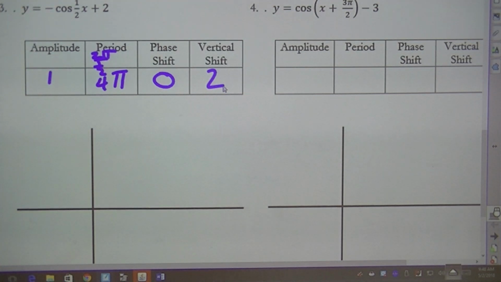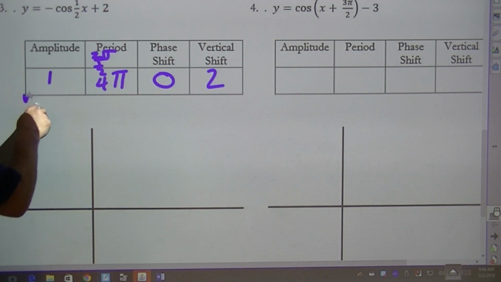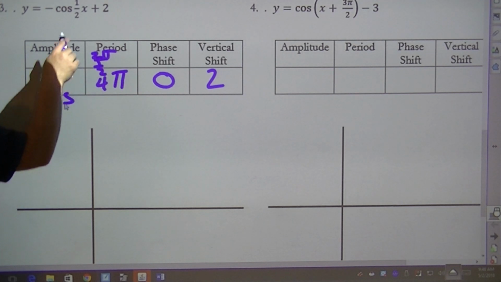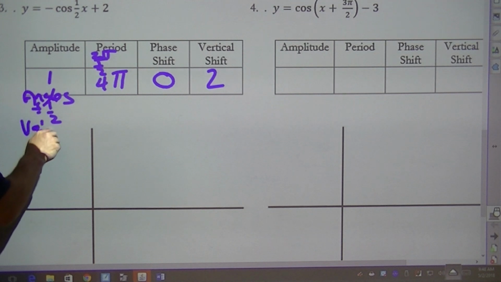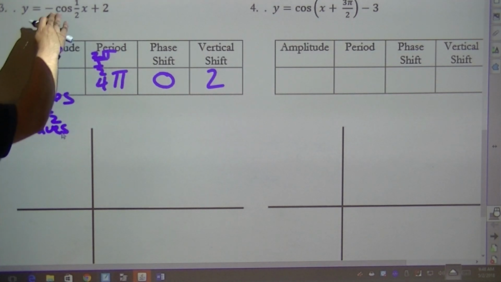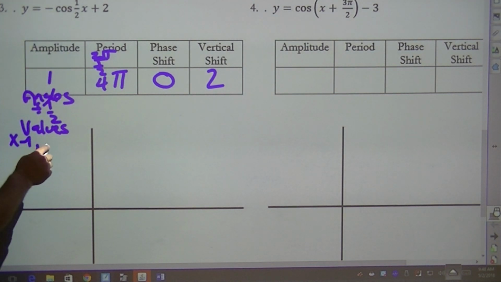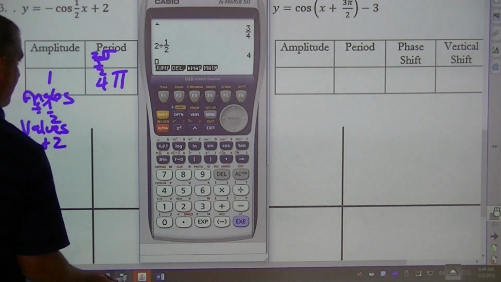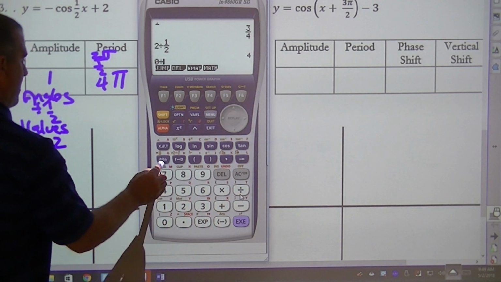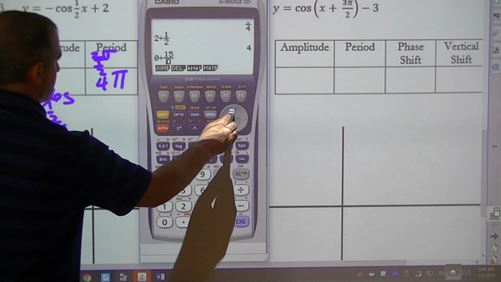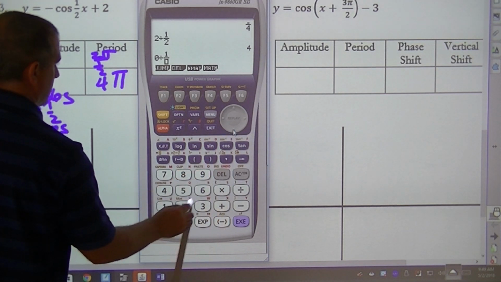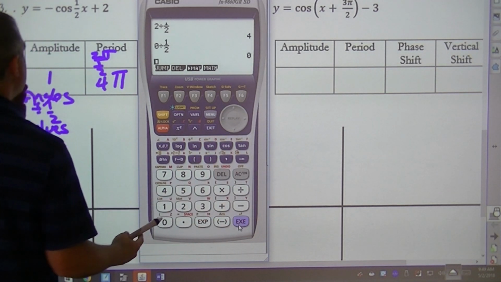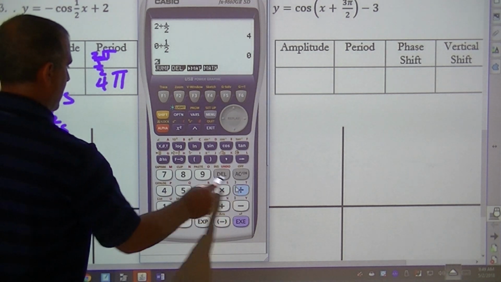So my angles, what's going to happen is I'm going to divide by a half. My values are going to be multiplied by -1, and then I'm going to add 2 to the values. So what I would have here, 0 divided by a half, which is 0. I would have 2 divided by a half.